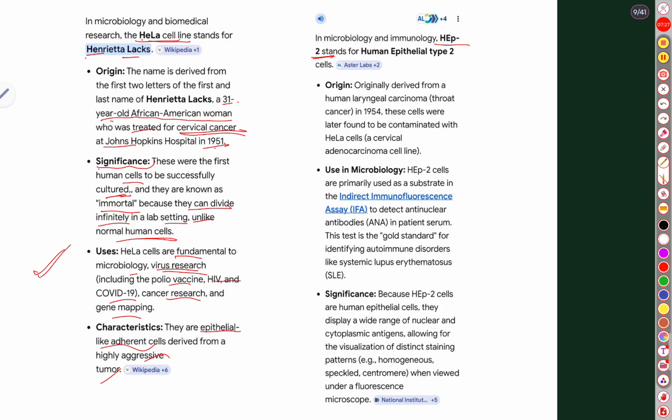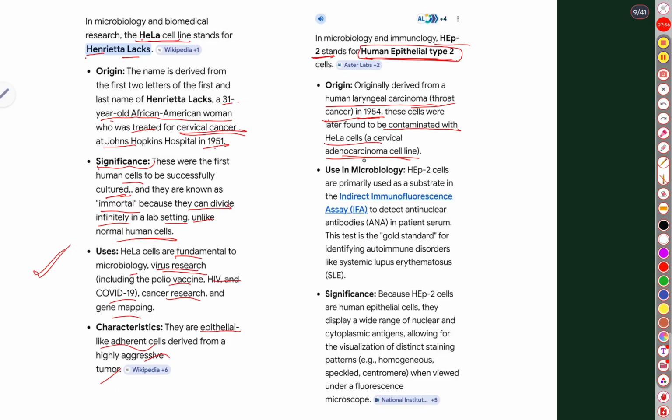And then what are the HEp-2 cells? They are the human epithelial type 2 cells. Originally derived from a human laryngeal carcinoma, or throat cancer, in 1954, these cells were later found to be contaminated with HeLa cells, a cervical adenocarcinoma cell line.